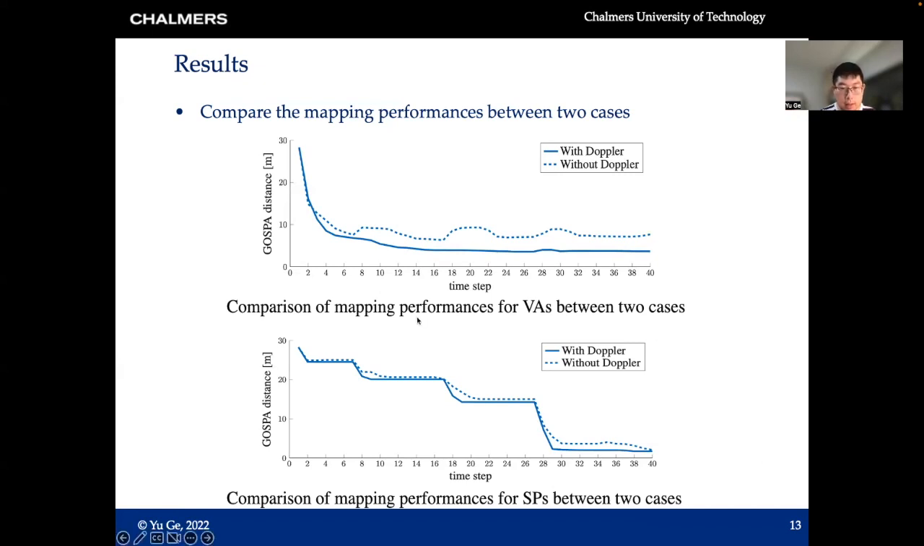These are the results for the mapping performance, and we evaluate the performances for both virtual anchors and the scatter points. This figure shows that the SLAM filter can map the environment in both cases, and the mapping accuracy improves with more measurements being received. Overall, all Gauss-Bar distances gradually decrease over time. And clearly, when Doppler is involved, the SLAM filter has better mapping performance, as the solid lines are always lower than the dashed lines in both figures.